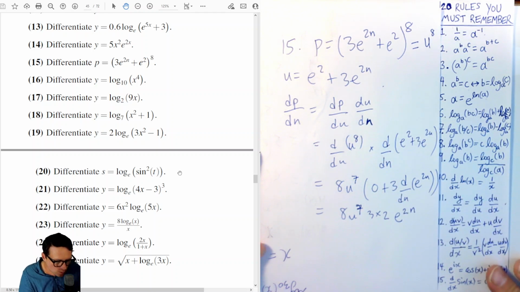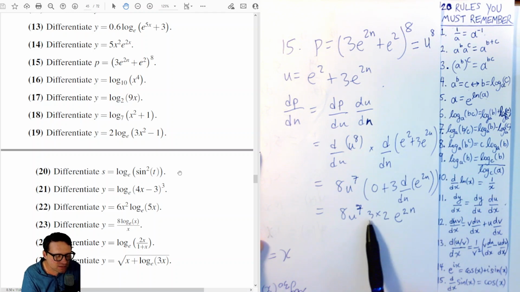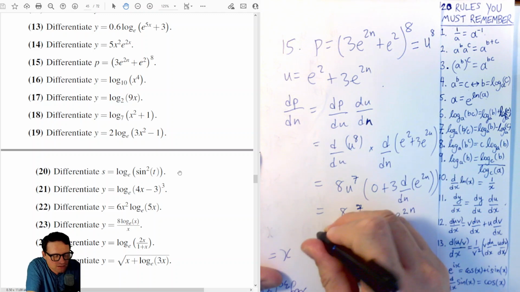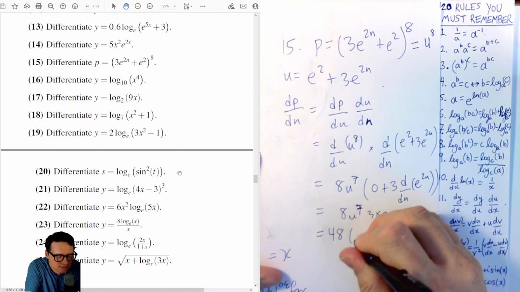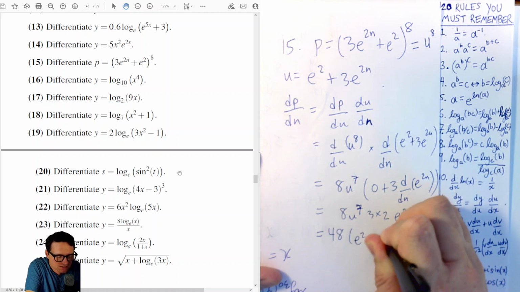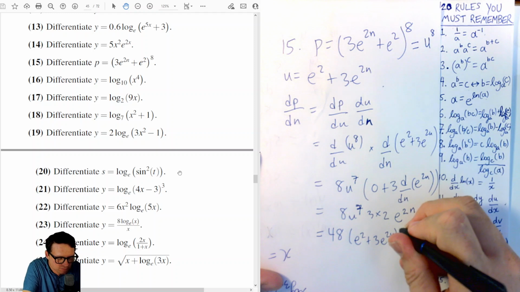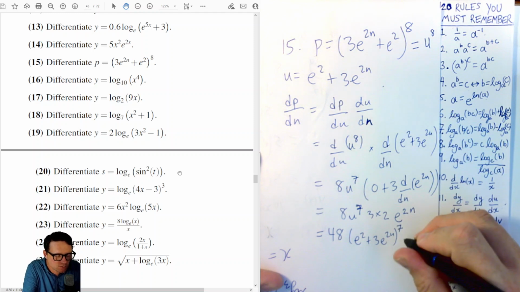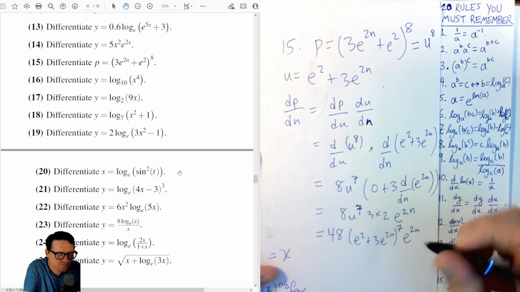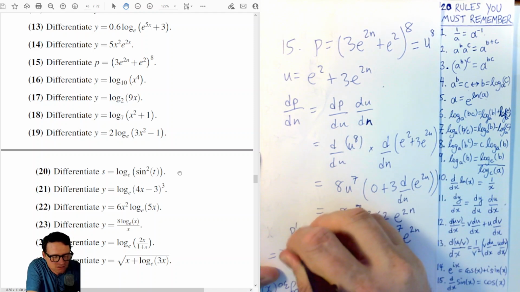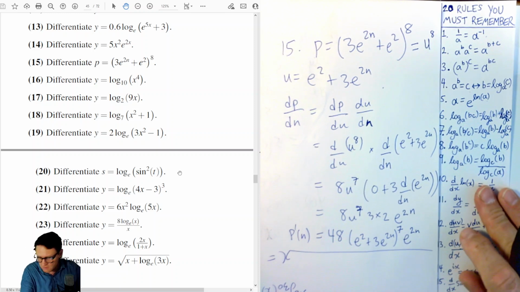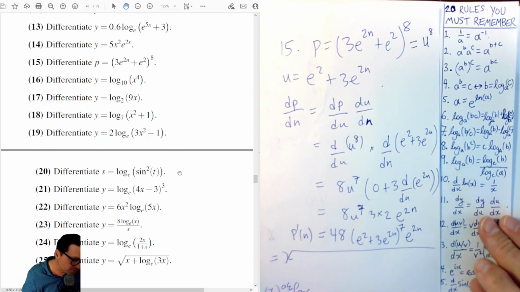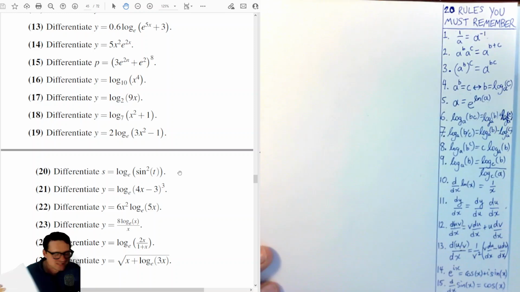All right, so now what remains is to simplify this. So we have 6 times 8 is 48. Now u is e squared plus 3e to the 2n, and that gets powered to the power of 7. And then we have times e to the power of 2n. Okay, and this is p dash of n. All right, so we've done that question 15, so now we need to move on to question 16.